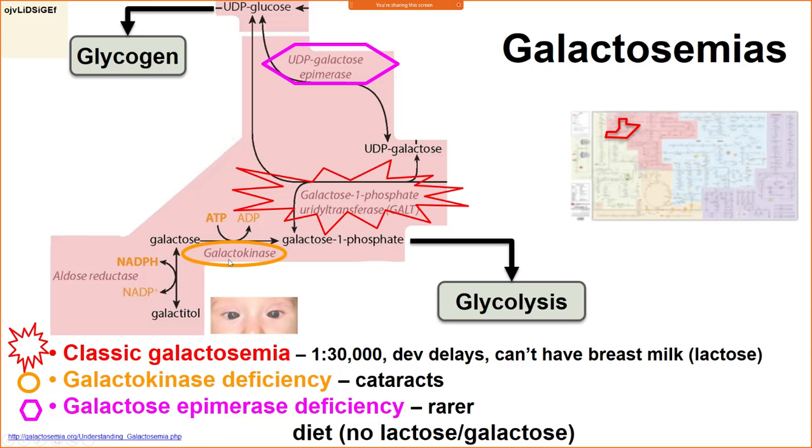On the boards, a classic presentation would be cataracts, because if this is broken, you back up galactose. Galactose quickly becomes galactitol, and that aggregates in the eye. So a patient presents, baby with cataracts. This could be one of the things.